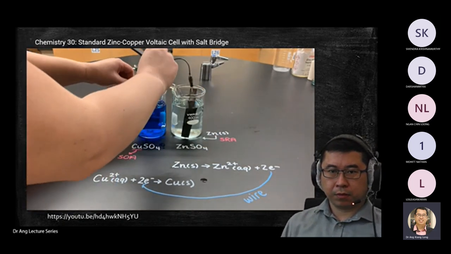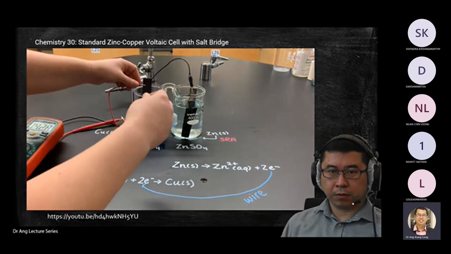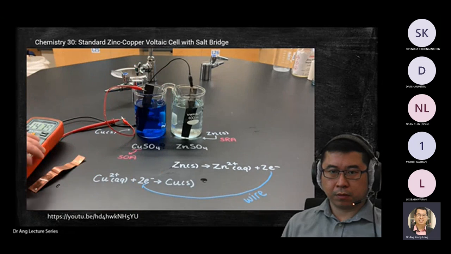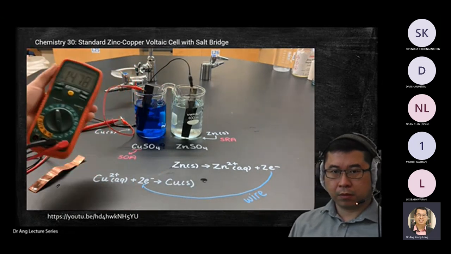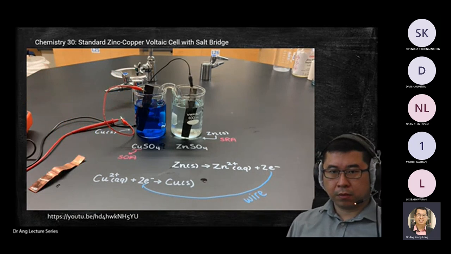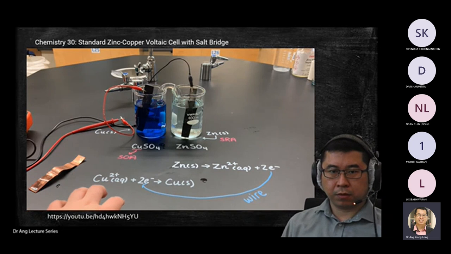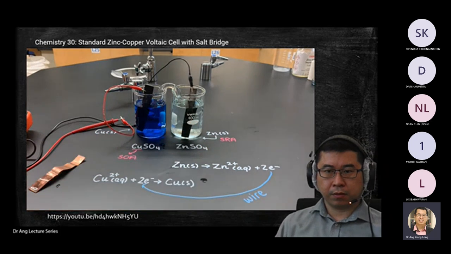So I'm going to pull out this copper electrode. I'm going to squeeze this carbon electrode into my solution. And we see that we still have voltage moving through this cell because we haven't actually changed the reaction that's taking place. We still have copper ions being reduced at the cathode and zinc metal being oxidized at the anode.